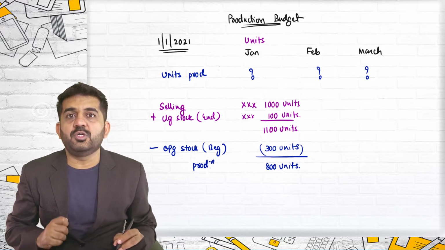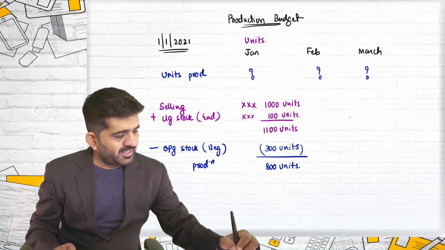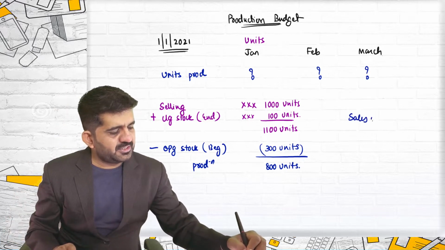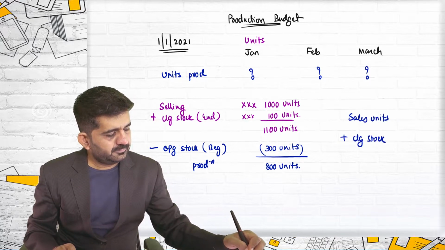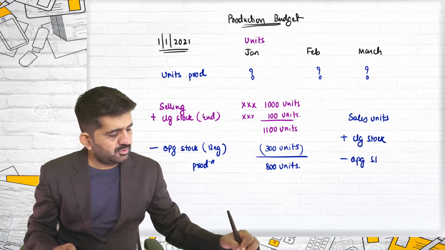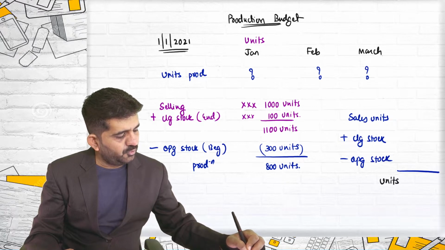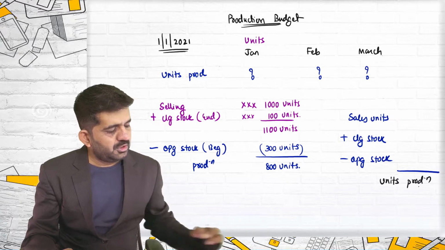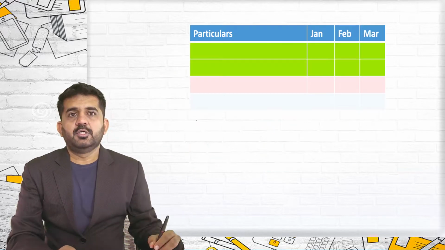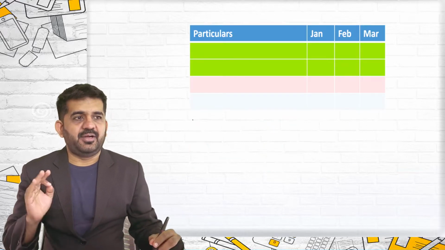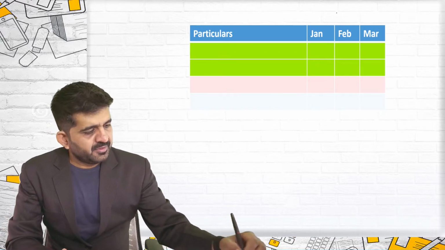So how to find out the number of units to be manufactured in a month or in a year? It is very simple. My sales units plus closing stock minus opening stock will give me the answer of units to be produced. If it is a month, in the current month; if it is a year, in the current year. Let us take a small example and find out how we'll be calculating production budget.